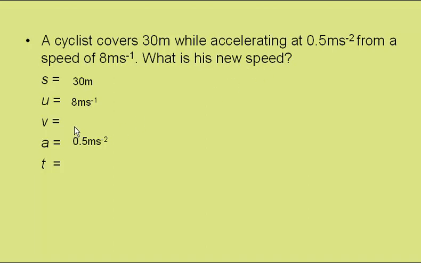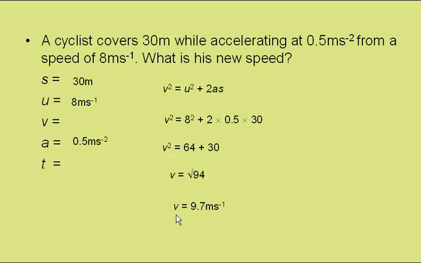That will be v. So we want an equation that contains v and cannot contain t. The one I'm going to use, v squared equals u squared plus 2as. Putting in the numbers, I get that v squared is equal to 64 plus 30, so v is the square root of 94, which is 9.7 metres per second. And I can add that to my list here.